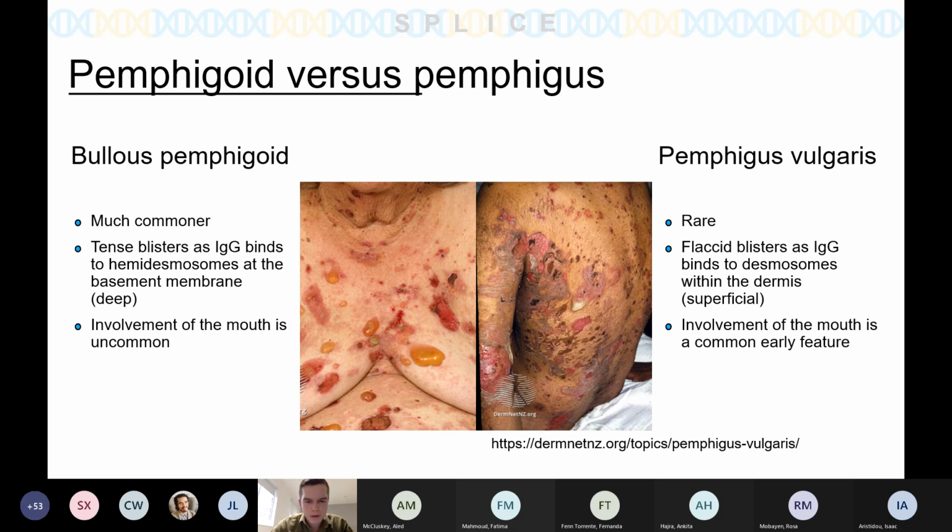An interesting point to mention is that pemphigus does involve the mouth commonly, whereas pemphigoid does not. So I said, if you're unsure, go for pemphigoid, but a couple of caveats there that might sway you in the other direction: flaccid blisters and involvement of the mouth.